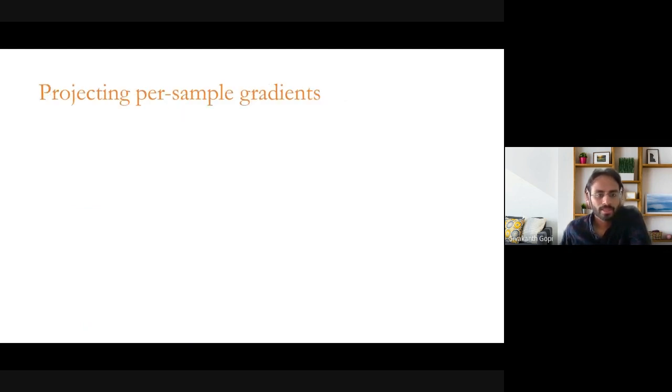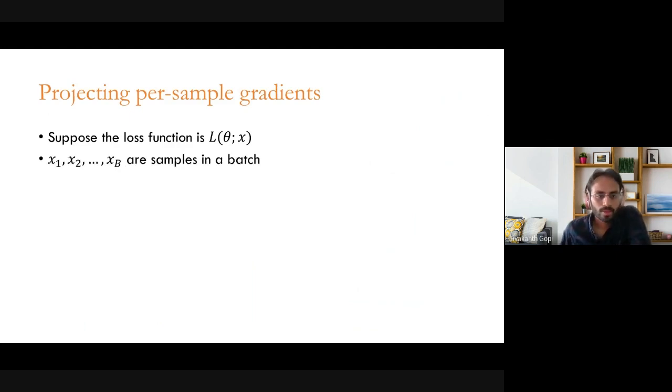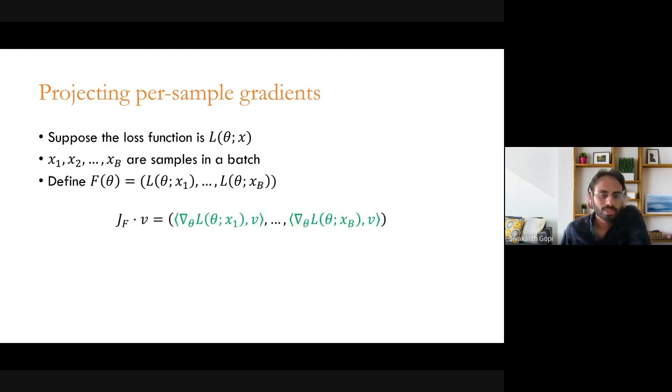So how do we do that? Projecting per sample gradients. Let's say the loss function is L(theta, x). Theta is the parameter and x is the sample, or the user sample. Suppose there are B samples in a batch. So you form this function f of theta, which is all the losses with respect to each sample in the batch. Now if you compute the Jacobian vector product of this function, then you're basically projecting all the B per sample gradients onto this random vector V.